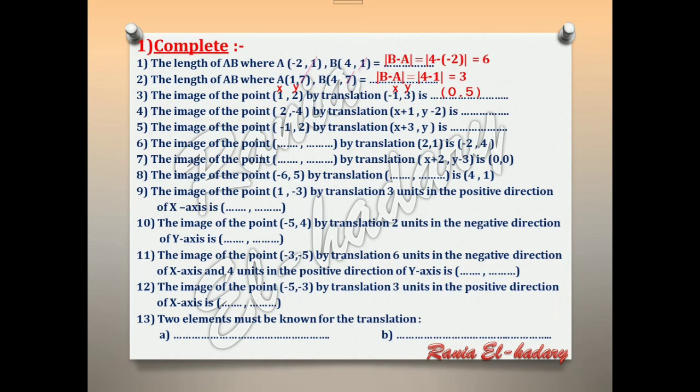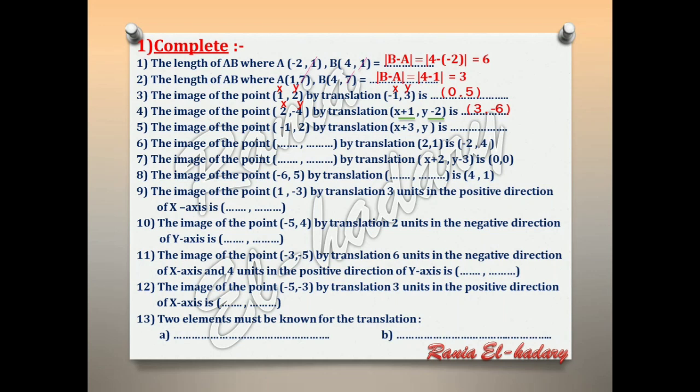Number 4: the image of the point (2, -4) by translation X plus 1, Y minus 2 is what? We have the point (2, -4), 2 in X, -4 in Y. By translation X plus 1, so we have 2 in X plus 1 equals 3. We have Y minus 2, and Y equals -4 in the point. So -4 minus 2 equals -6. The image is (3, -6).